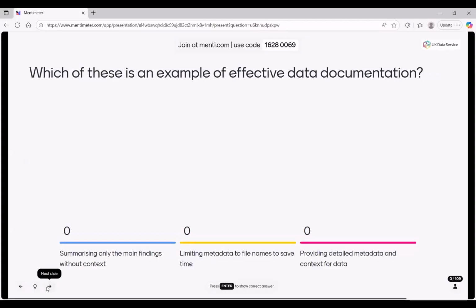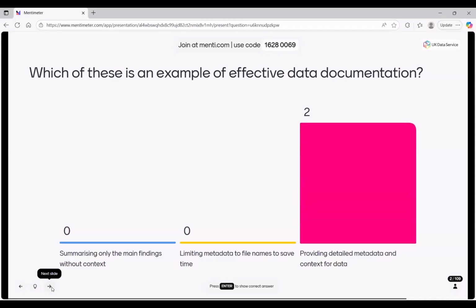So which of these is an example of effective data documentation? Yeah, that's right. The majority of you have said providing detailed metadata and context for data. And one of you has said limiting metadata to file names to save time. Yeah, I think that's right.